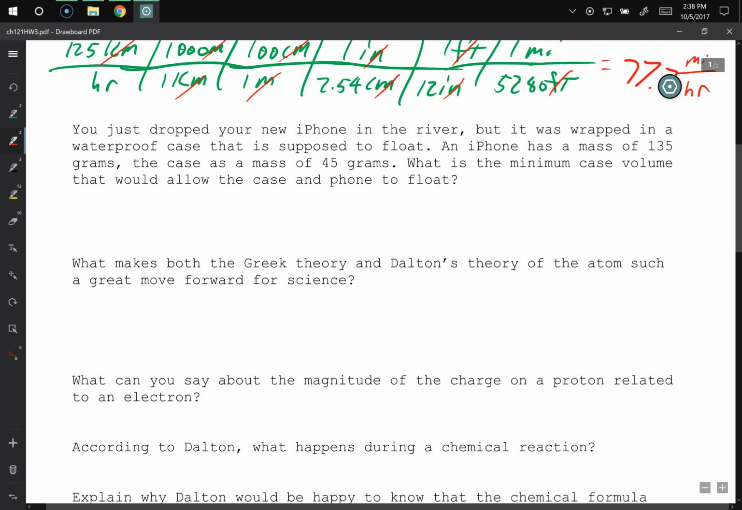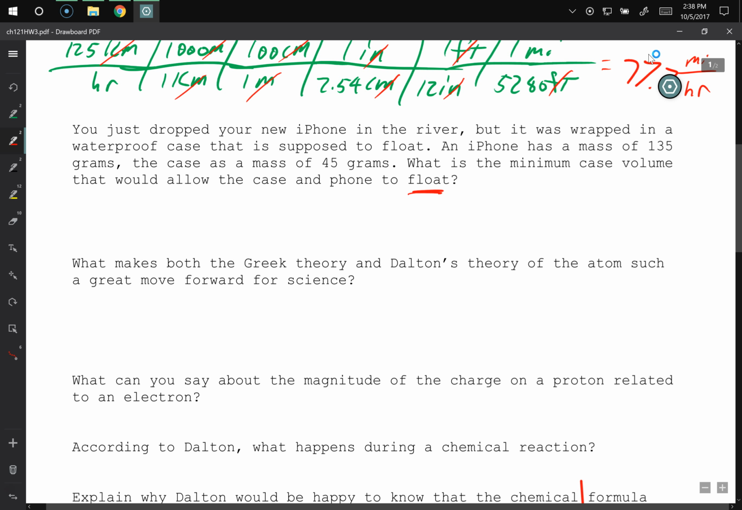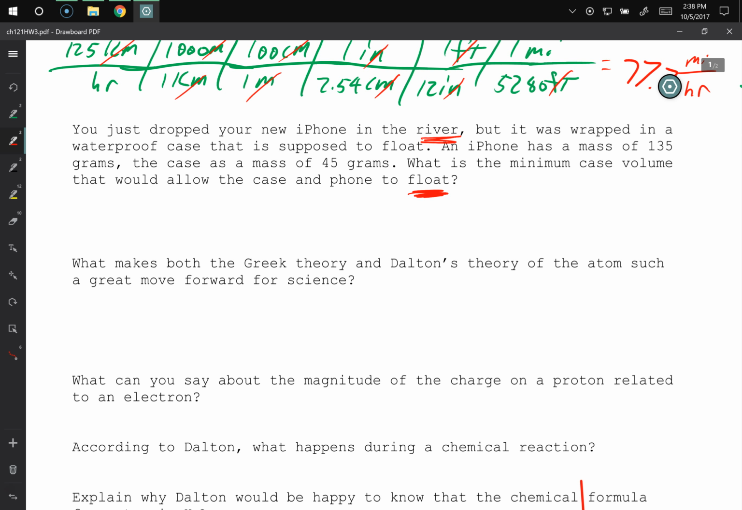So how about this question? Yeah, there's a question up there. Yeah, my brain couldn't get it. Okay, so I want this to float in a river, probably of water, not something like mercury. So how's it going to float?